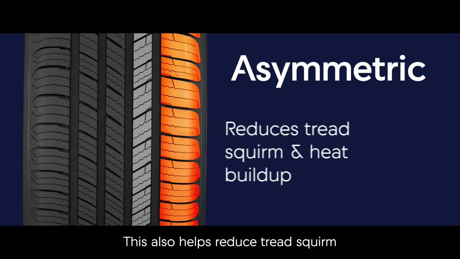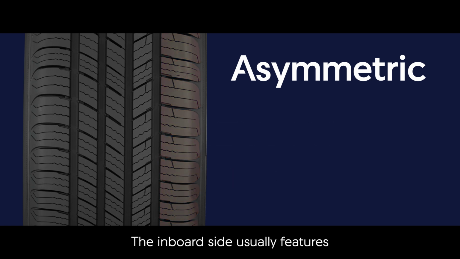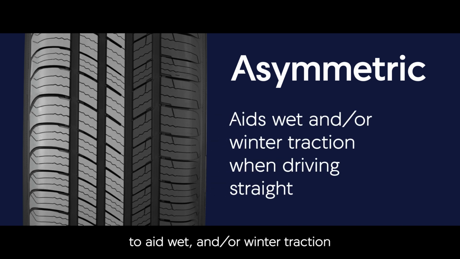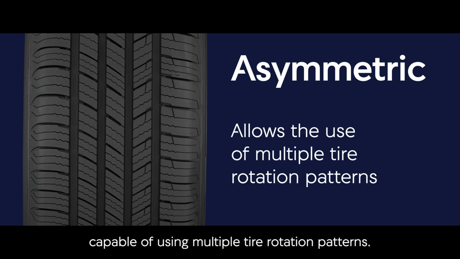This also helps reduce tread squirm and heat buildup on the outside shoulder. The inboard side usually features smaller, independent tread blocks to aid wet and/or winter traction when driving straight ahead. Tires featuring asymmetric tread patterns are also capable of using multiple tire rotation patterns.